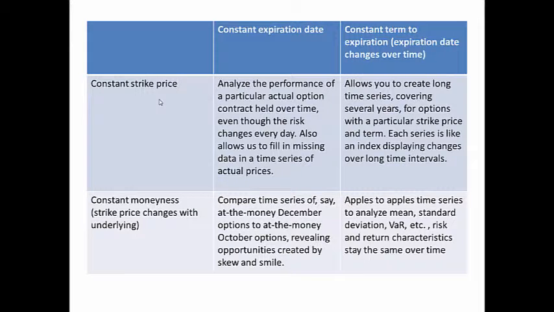We can also have a constant expiration date and constant moneyness. This allows you to compare time series of, say, at-the-money December options to at-the-money October options, revealing opportunities created by skew and smile. And finally, a constant term to expiration combined with a constant moneyness. This allows apples-to-apples time series to analyze mean, standard deviation, VAR, etc., and get the risk and return characteristics which stay the same over time.